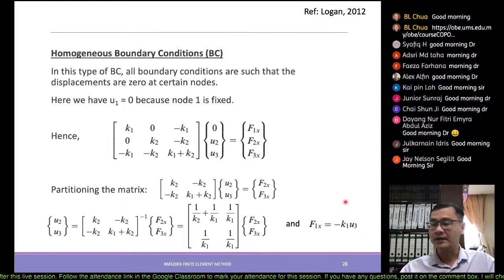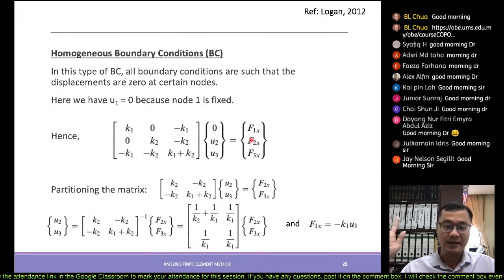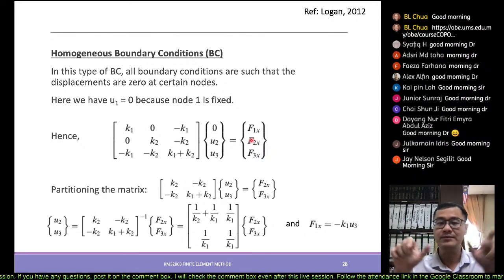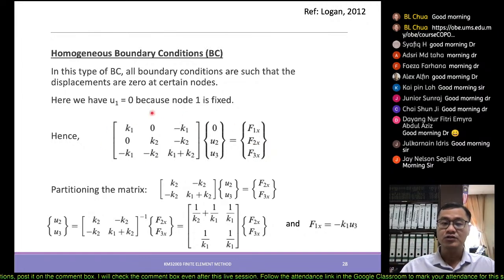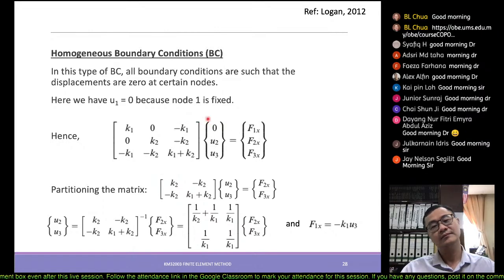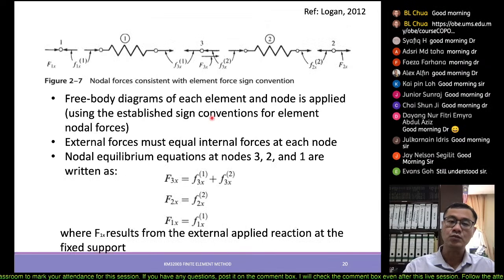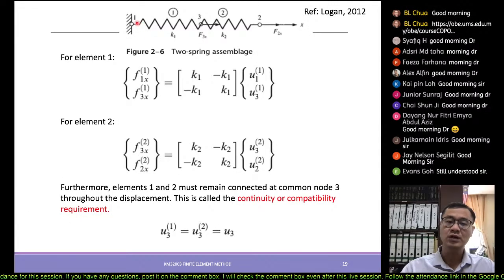Now, based on the same situation, the same two-spring assemblage that we had previously, we know that u1 equals 0. Why? Because it is not moving. We can see that u1, this node, is attached or fixed to the wall. Therefore the displacement at this particular node is 0.